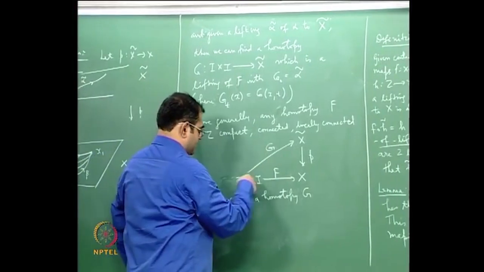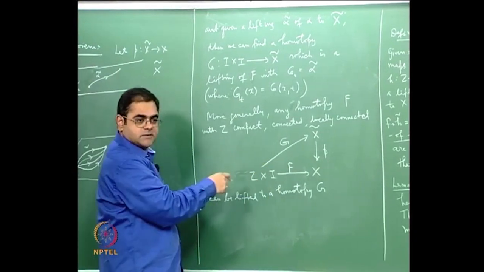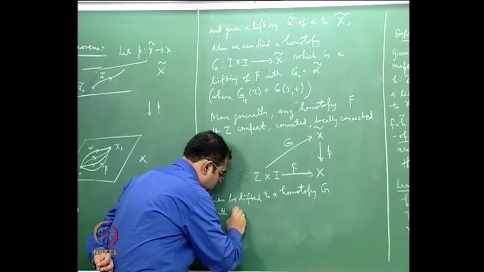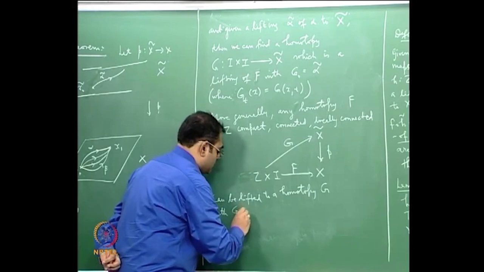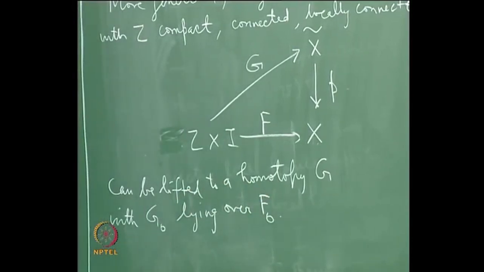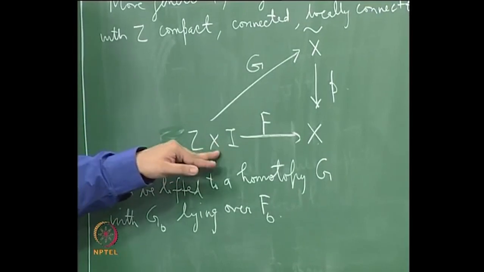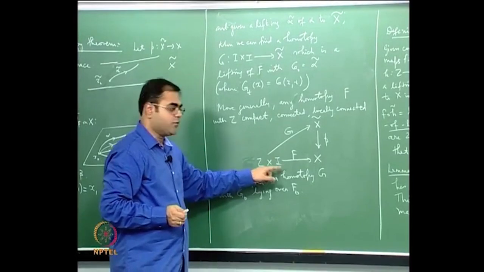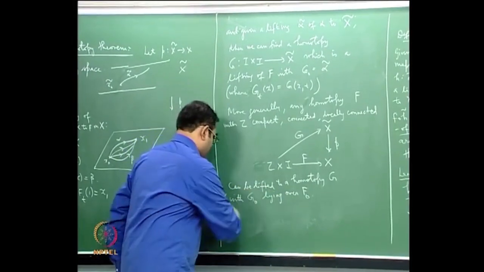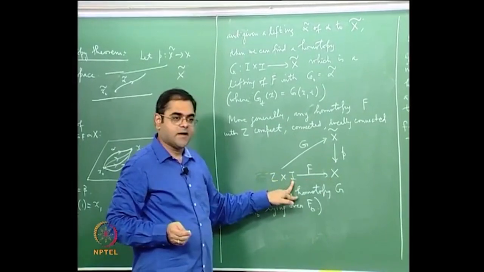But of course, you need to prescribe the value at a point. So I should say with G0 lying over F0, okay. So G0 is just G of x comma 0, and F0 is F of x comma 0. So you see, of course, when I say it can be lifted to homotopy G with G0 lying over F0, this is understood, because G followed by P is F. So GT will lie over FT, okay, for each T in I, right.